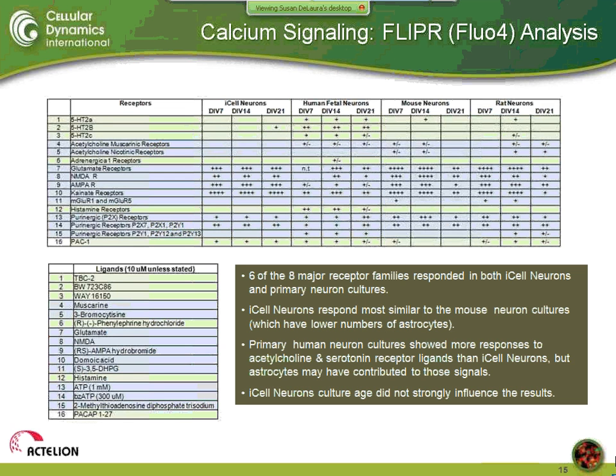more similar to the mouse neuron cultures, but the thought there was probably because the mouse neurons had a lower number of astrocytes. Our cells do not contain astrocytes, and the astrocytes may have contributed to the signals of, for example, the acetylcholine and the serotonin receptor ligands. So as I said, these are a very pure culture, and the expression is going to be slightly different than some of the primaries from the standpoint that it does not have the glia cells present.